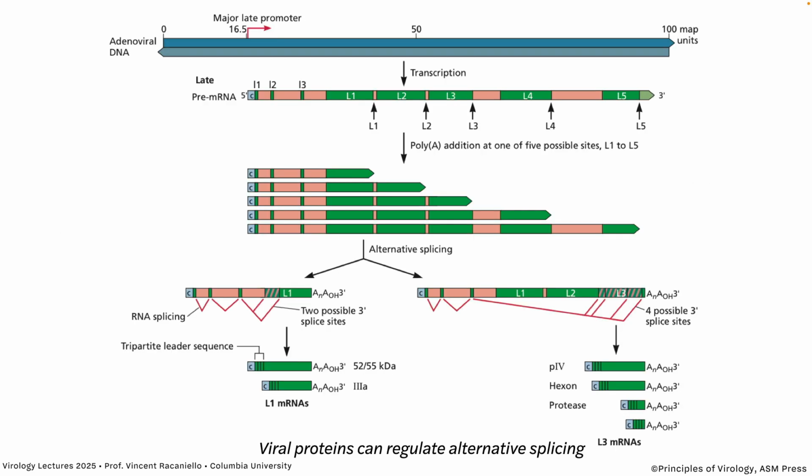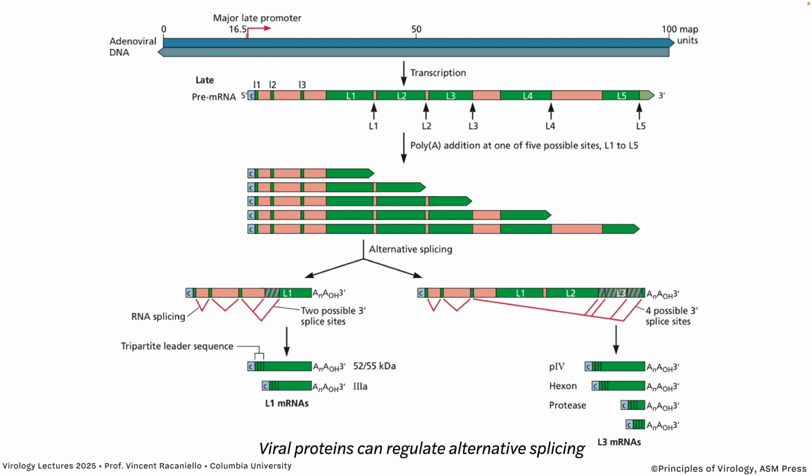Now, an example is the adenovirus genome. Here we have a 38 kb double-stranded DNA, and we're looking at just one transcription unit, the major late promoter. That gives rise to this huge mRNA, almost the length of the genome. This undergoes poly-A addition. There are 5 poly-A addition sites, L1, 2, 3, 4, 5. So this can be cleaved and polyadenylated at any of those sites, giving you these different pre-mRNAs.